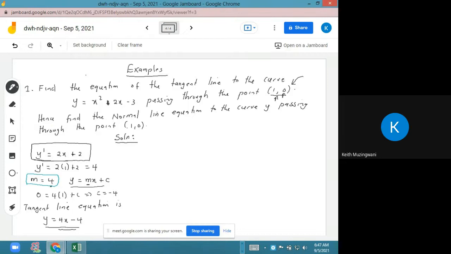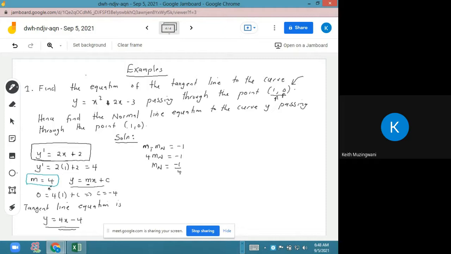The second part says, hence find the normal line equation to the curve y passing through the point 1, 0, passing through the same point. To find the normal line, we need to find the gradient of the normal line. But we know that the gradient of the tangent multiplied by the gradient of the normal is equal to -1. What does it mean? Since we have the gradient of the tangent, which is 4, multiplied by the gradient of the normal, we'll get -1. This means that the gradient of the normal is equal to -1/4.